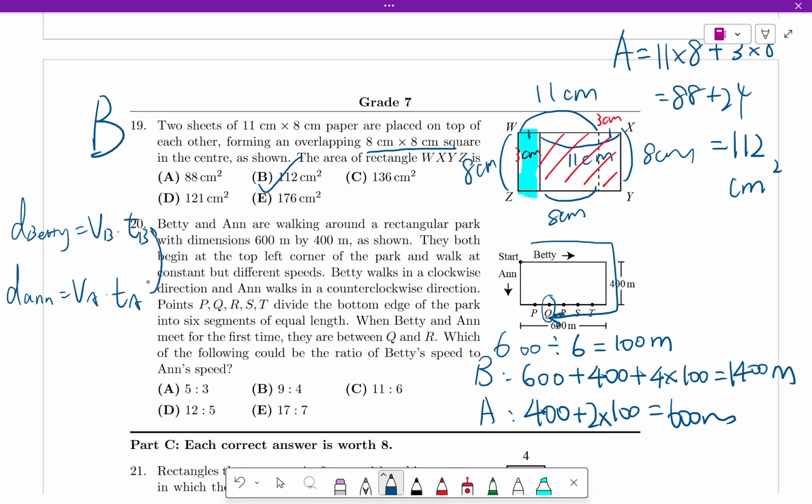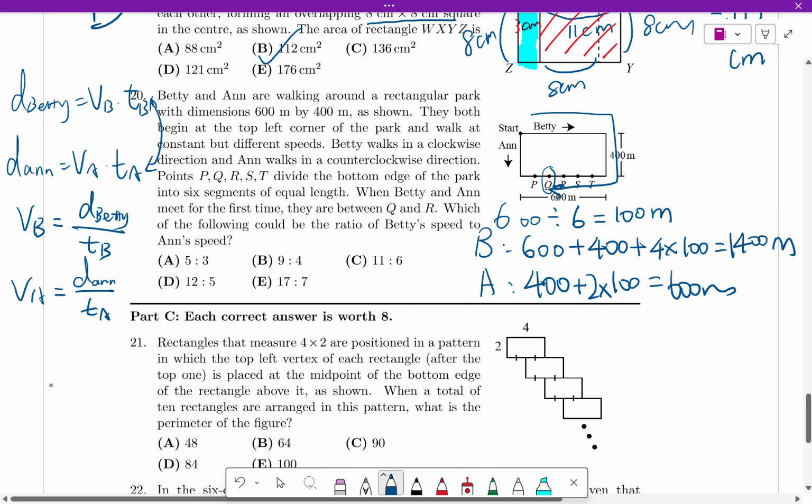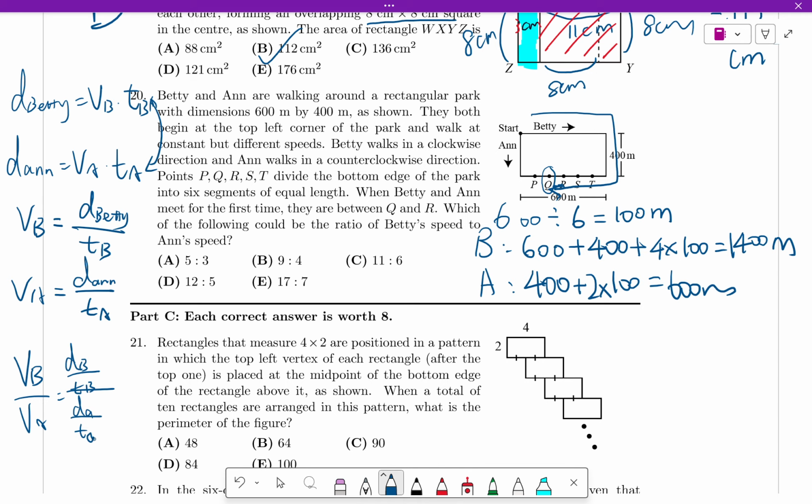As we know, the time it took Betty and Anne to walk their respective lengths is the same. So we can say that the speed of Betty is equal to the distance of Betty over the time of Betty, and the speed of Anne would be equal to the distance that Anne walked over the time it took Anne to walk. Which means that if we are looking for the ratio of their speeds, Betty's speed over Anne's speed would be equal to dB over TB over dA over TA.